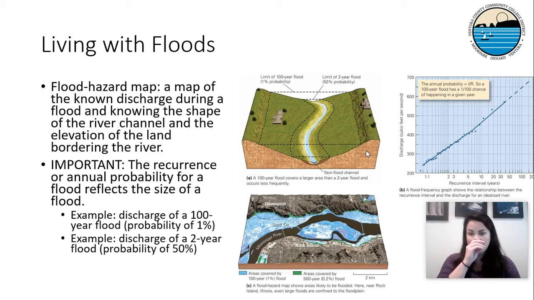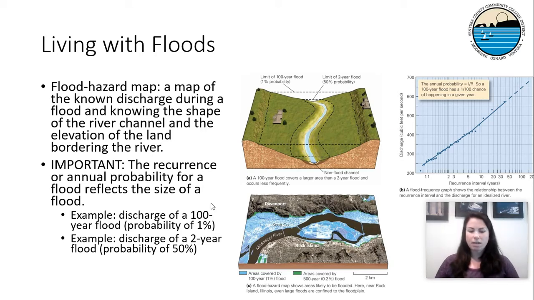Sometimes you read or hear on the news about the size of a flood or the recurrence and probability of a flood. The recurrence or annual probability for a flood reflects the size of the flood. So sometimes you hear, oh, this is a 100-year flood. That doesn't mean that it's only supposed to occur every 100 years. That means that it has a 1% probability of occurring. Another example is a 2-year flood, which has a 50% probability of occurring.